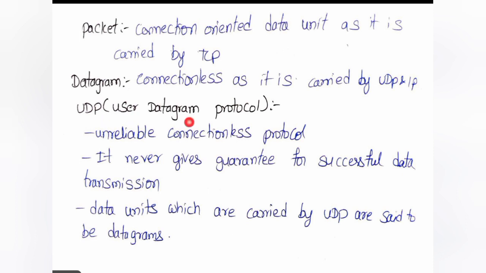So next one is the UDP, user datagram protocol. It is an unreliable, connectionless protocol. That means the data is transferred through a connectionless medium, and it is unreliable because we are not getting the acknowledgement for the transferred message. So the transmitted message may or may not reach the destination. It never guarantees successful data transmission.